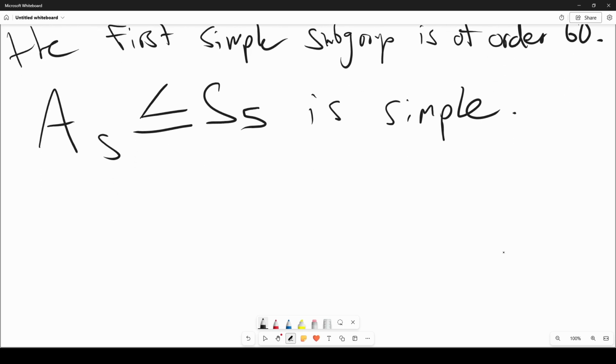Since all of these groups from 1 to 59 are provably not simple no matter what group they are, maybe we should try generalizing. So let's try generalizing.